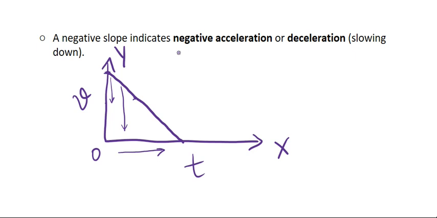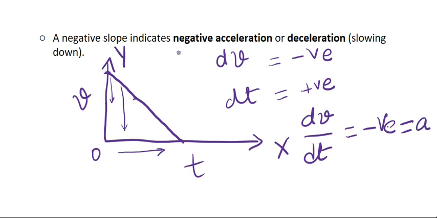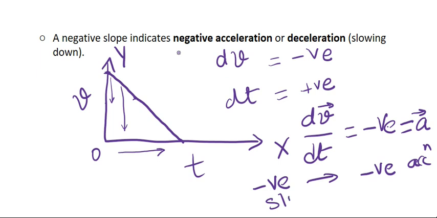That means dv is a negative quantity now, but dt is a positive quantity. So when we take the ratio of these two parameters, dv by dt, the ratio comes out to be negative. That means the acceleration of the object is negative, which is a vector quantity again. And so a negative slope indicates negative acceleration of the object.